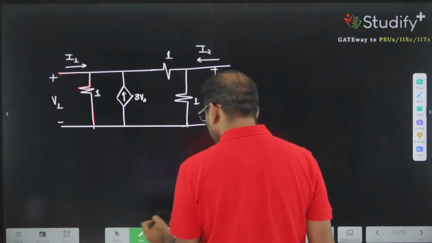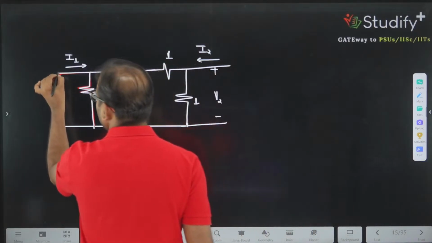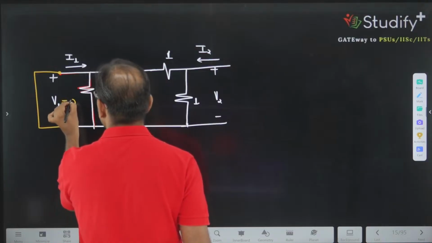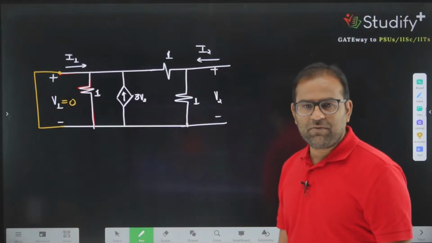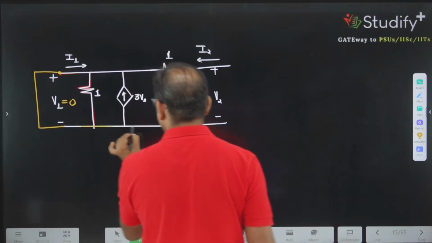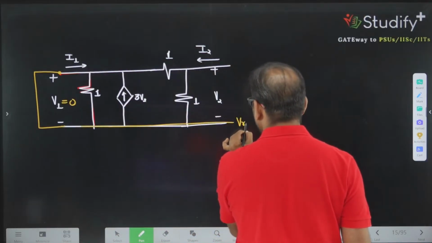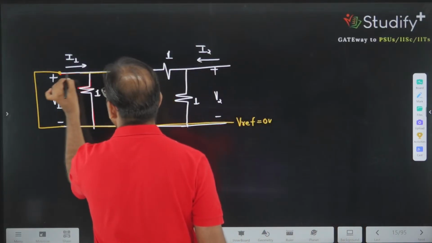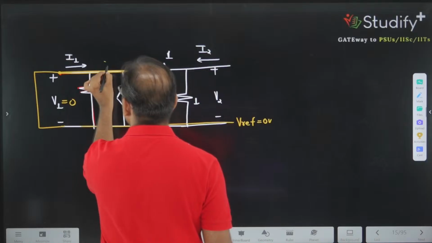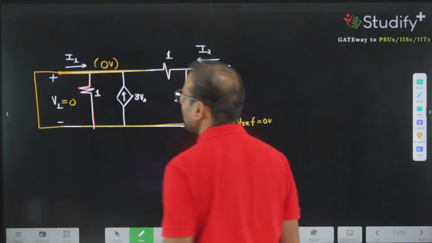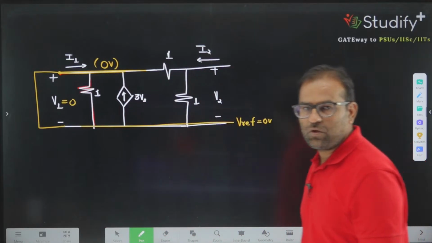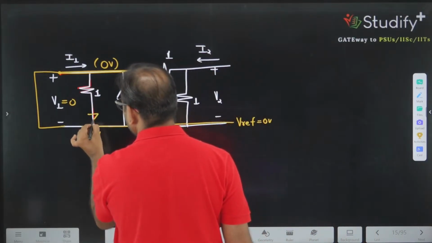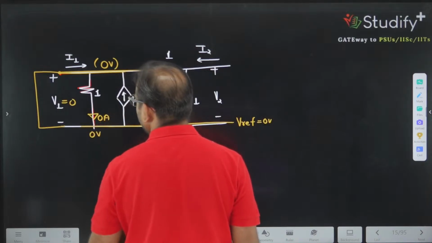Now, what are you doing? You are making V1 equal to 0, so you are replacing V1 by a short circuit. If I take this potential as 0, the reference, what is the potential here? The short circuit will copy the potential from here to here, so this potential is also 0 volt. 0 volt minus 0 volt divided by 1, what is the current going in this branch? This current is also 0 ampere.